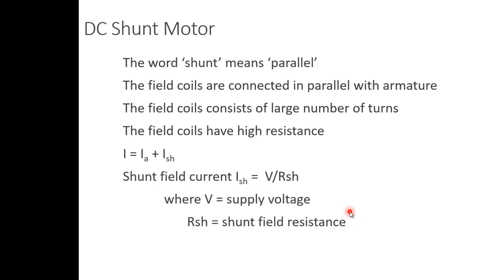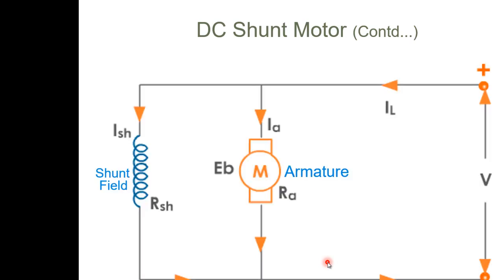And V is the applied voltage. RSH is the shunt field resistance. And the back EMF formula is EB equals V minus IA RA. So we'll see the circuit diagram. This is the DC shunt motor circuit diagram.